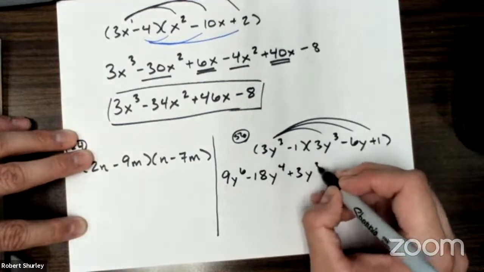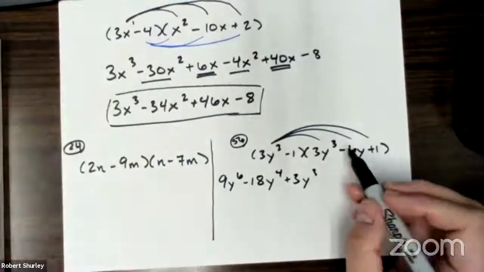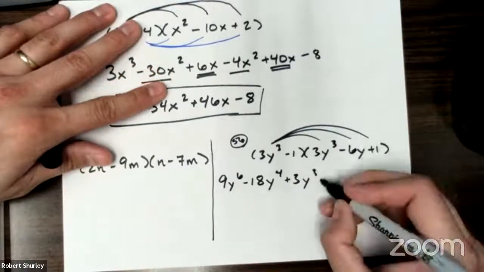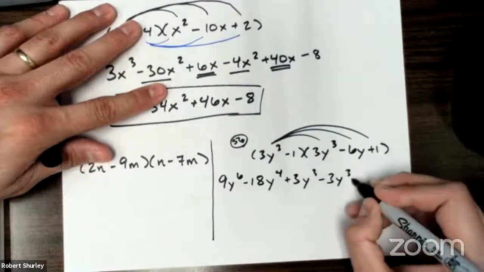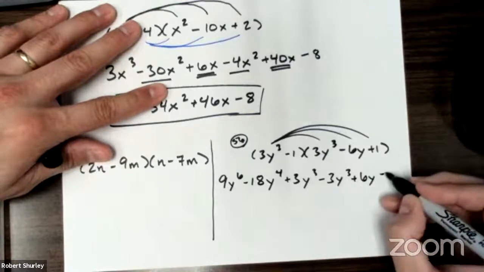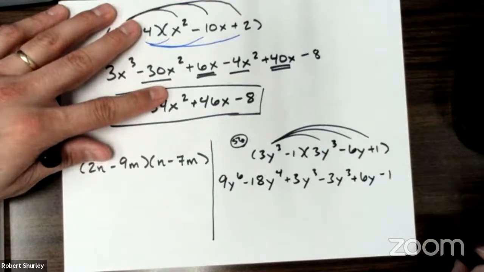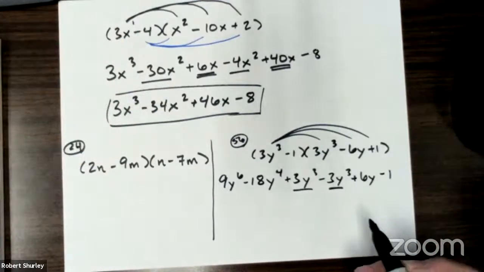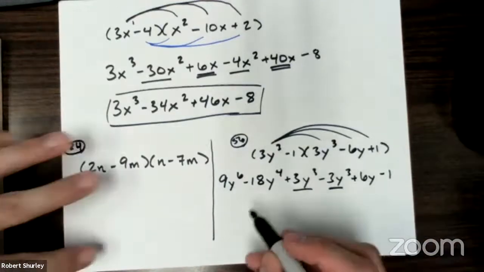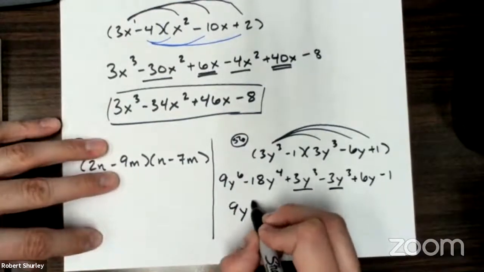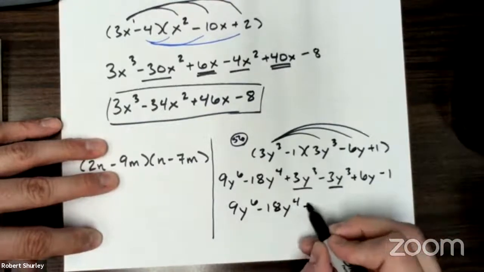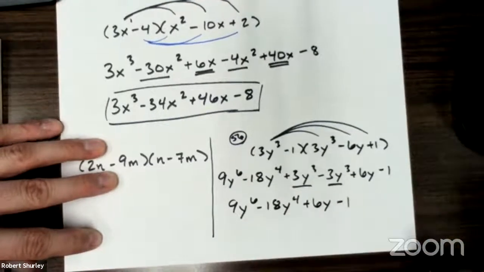Now I've got to multiply the negative 1 through, which is kind of nice because negative 1 just changes the signs on all of them. So minus 3y cubed plus 6y minus 1. Now I've got to combine like terms. It looks like there are only 2 like terms here, and they cancel each other out, which is kind of neat. So we wind up with 9y to the 6th minus 18y to the 4th plus 6y minus 1. Boom.